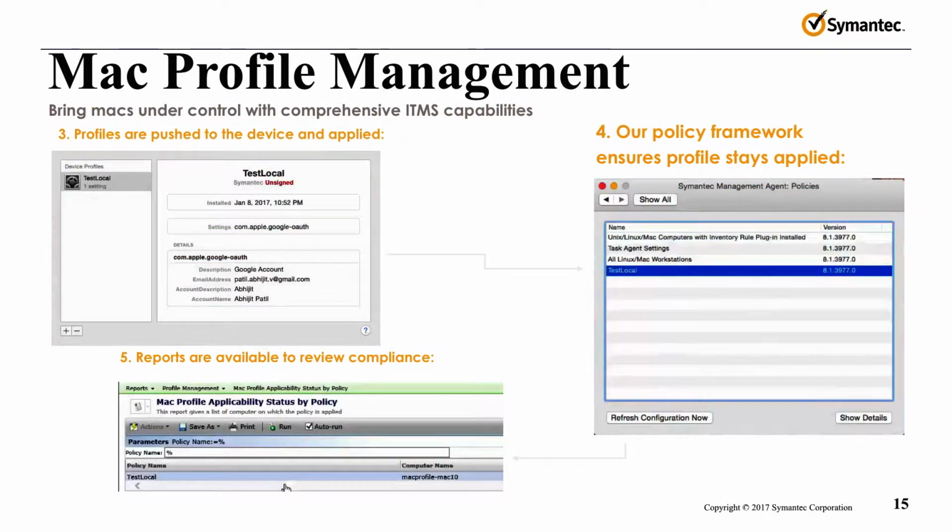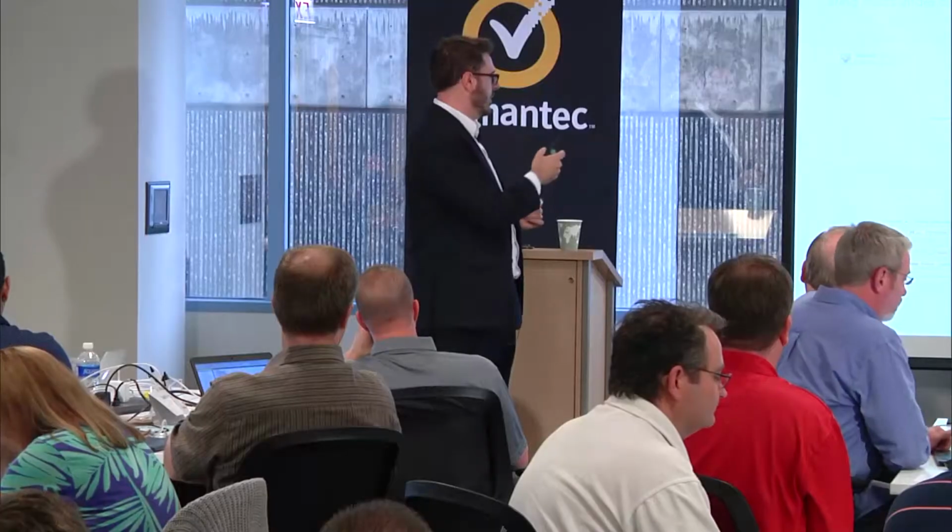So the next thing that happens is the profile is pushed down to the device. Again, if you haven't seen this, it's all pretty straightforward stuff. You don't need to go and look at any of this, but these are just some screenshots to show you how it looks. Our policy framework ensures that policy will stay applied. You have some control over that, but if that profile is removed, the policy will then put it back again. And we also provide a couple of different reports in the console, so you can see who has a policy applied and has, for some reason, removed that, and the profile has gone with it.